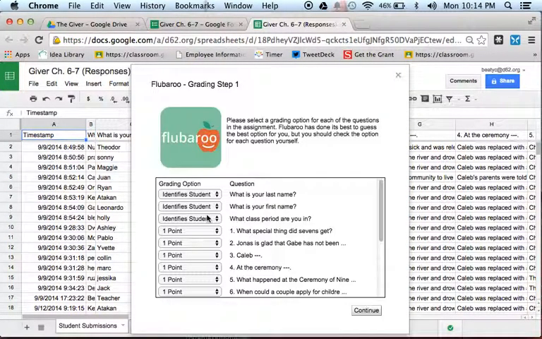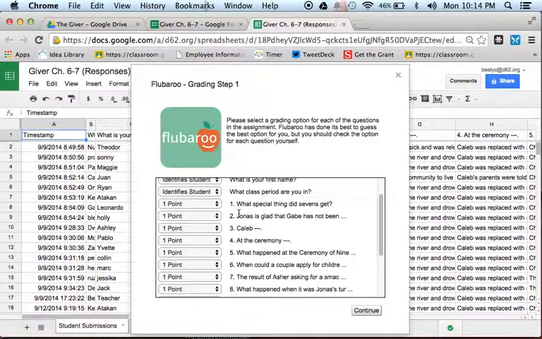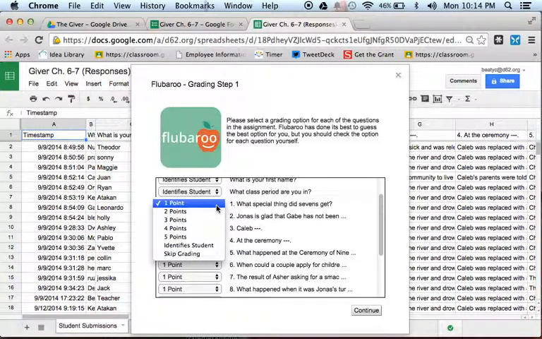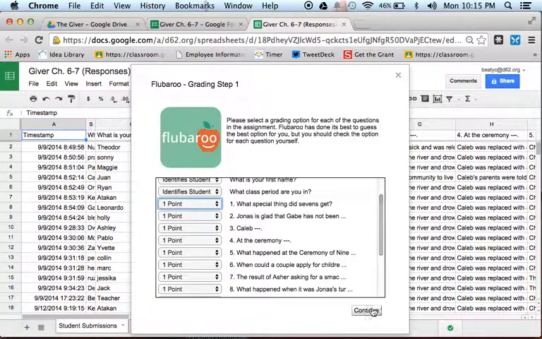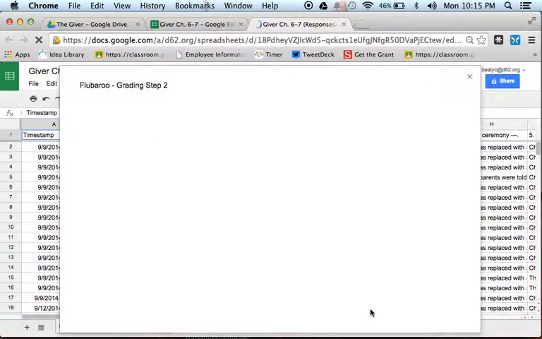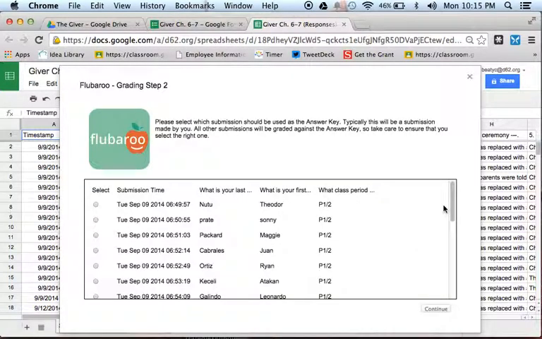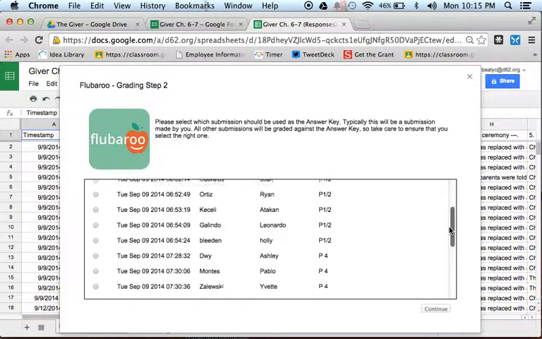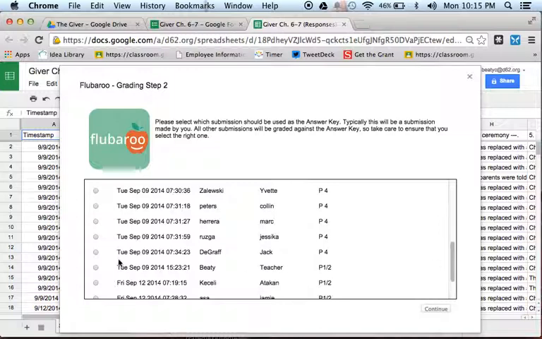So here at the beginning, it'll always ask you to identify the points for each question, and you can change each question's points depending on how many points you think that question is worth. Then I'm going to scroll down to my name. I had to take the quiz myself so that Flubaroo had an answer key with the correct answers.